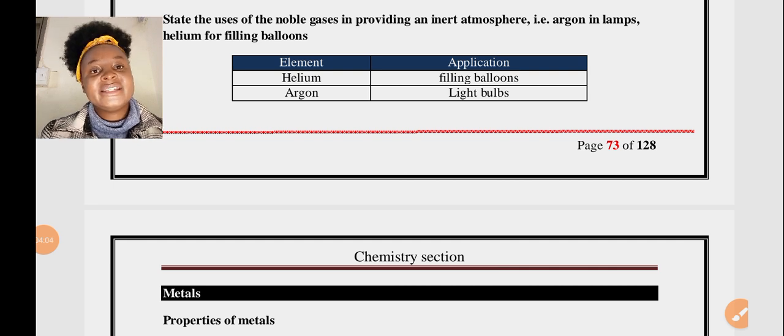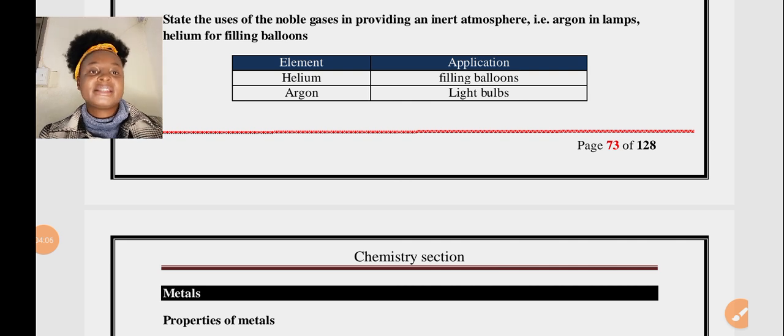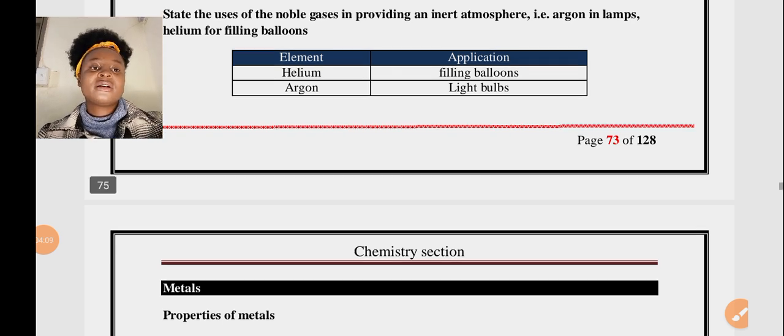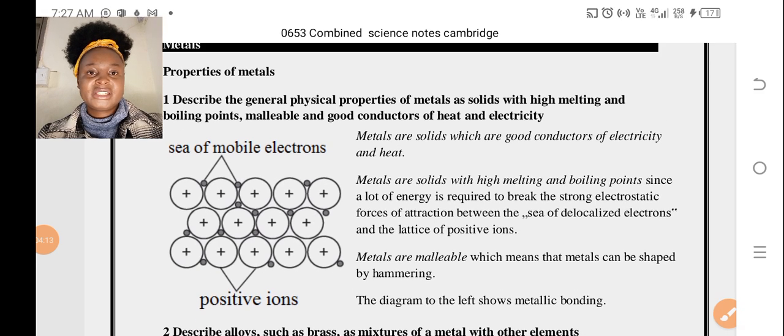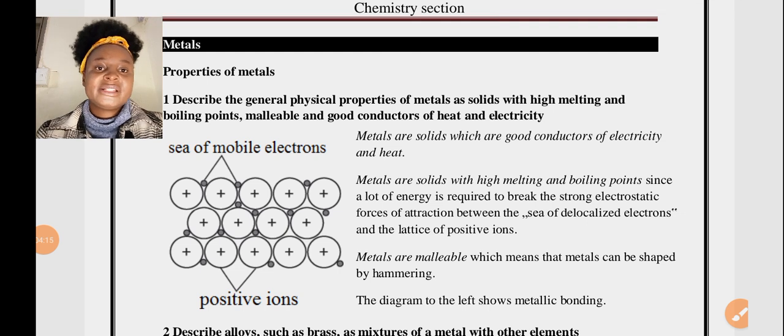Then the next thing that we are looking at now is metals. Now we are focusing on metals. Metals, remember we said they are on the left-hand side of the periodic table. But what are their properties? How do they react? How do they behave? So we're going to focus on that in our next video.